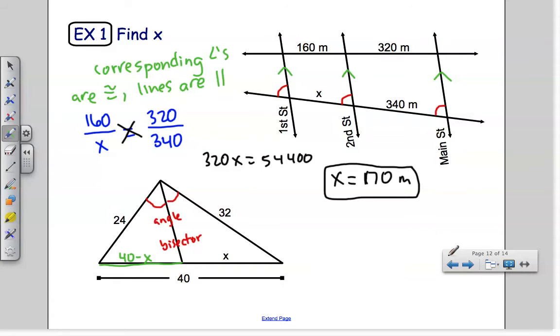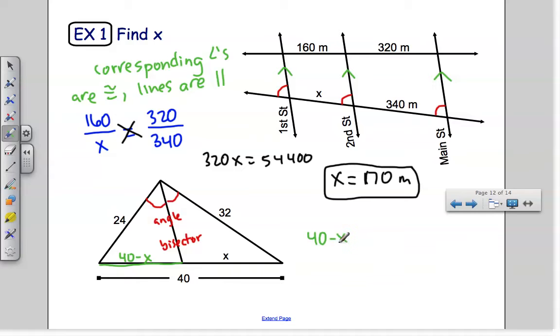So now that I have a name for that, I will be able to set up my proportion. I know that this portion of that third side, 40 minus x, in comparison to the side that it's nearest to of that triangle, which was 24, is the same ratio as the portion of this side that was split by the angle bisector, which is just x, compared to its side that it's nearest to, which is 32. Okay, so there's my setup.